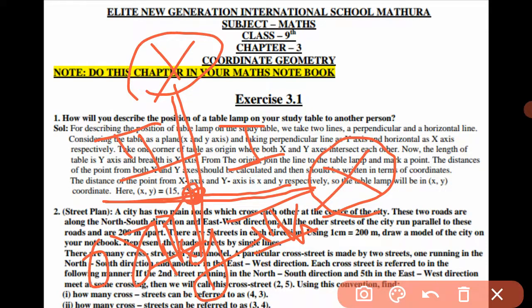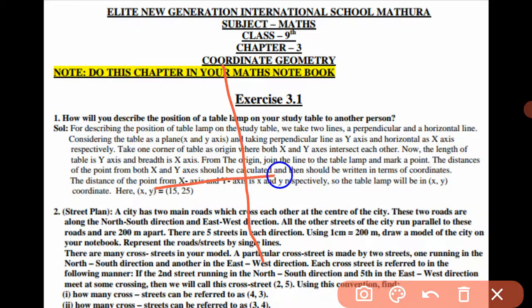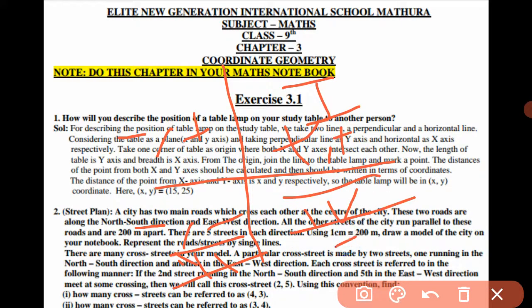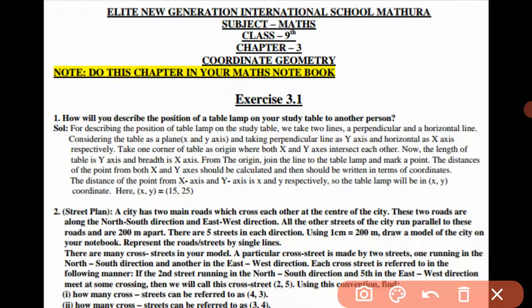In these quadrants, the first quadrant means positive axes, so x is positive and y is also positive. The second quadrant is the negative-positive quadrant, which means x is negative and y is positive. In the third quadrant x is negative and y is also negative, and in the fourth quadrant x is positive and y is negative, so it is the positive-negative quadrant. In this way we can understand the quadrants, and the point where the two lines intersect is the origin.